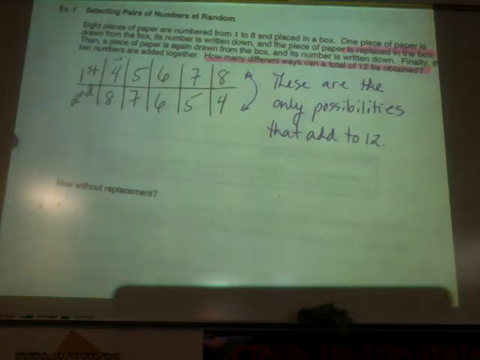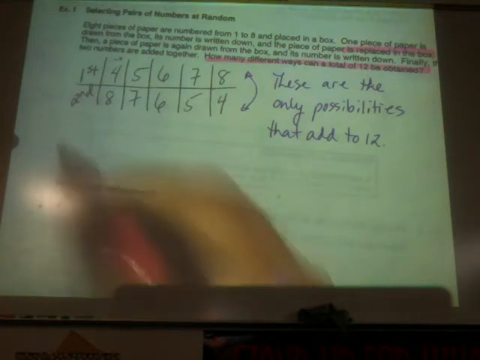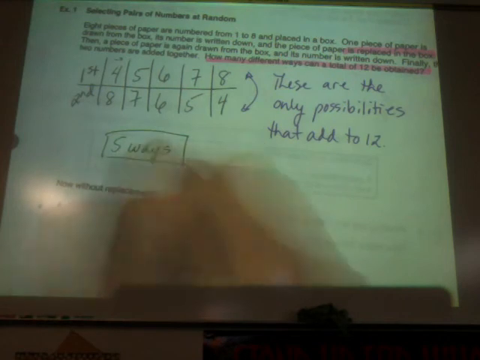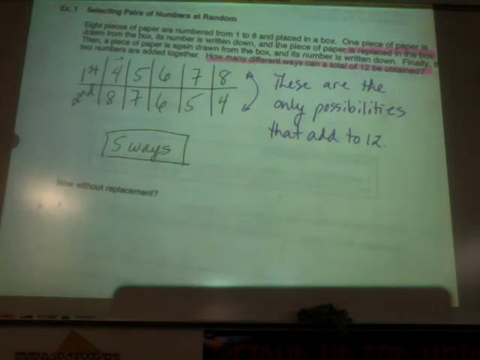And so the question actually says, how many different ways can a total of 12 be obtained? They're not asking what's the probability, are they? They're just asking how many ways. So therefore my answer is going to be 5 ways. So make sure that you know what is the question that they're asking. Don't assume that you know what it is.